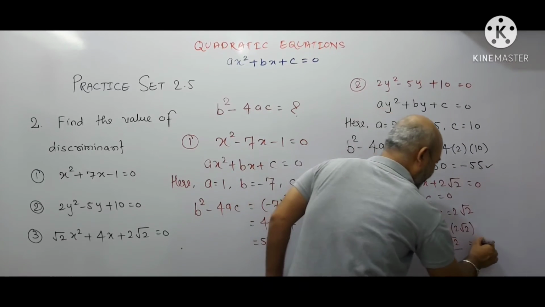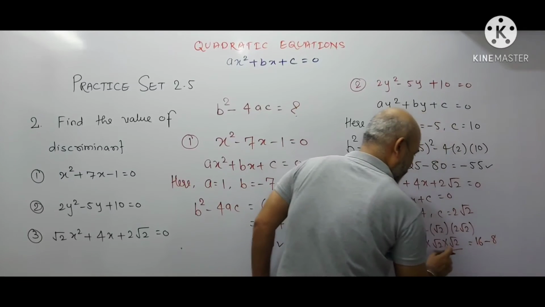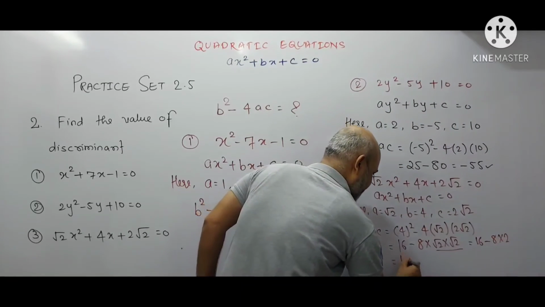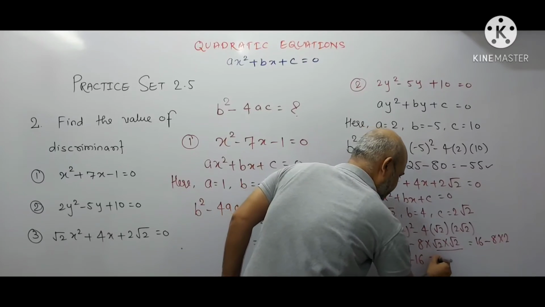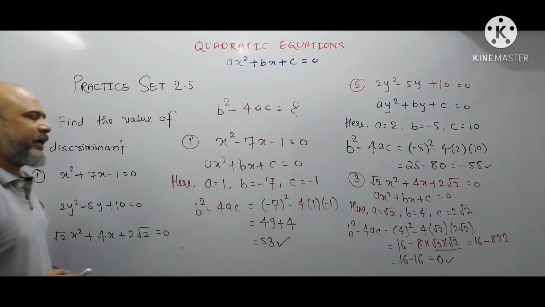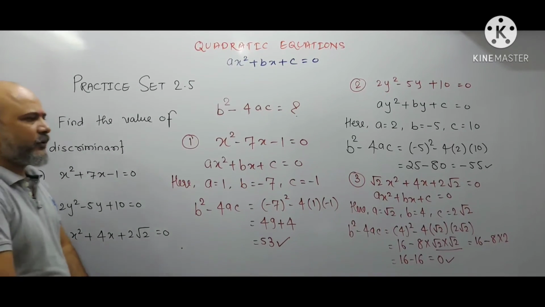This is 16 minus 8. Root 2 multiplied by root 2 is 2. So you will get 16 minus 16, which is equal to 0. So the value of discriminant in the third equation is 0.